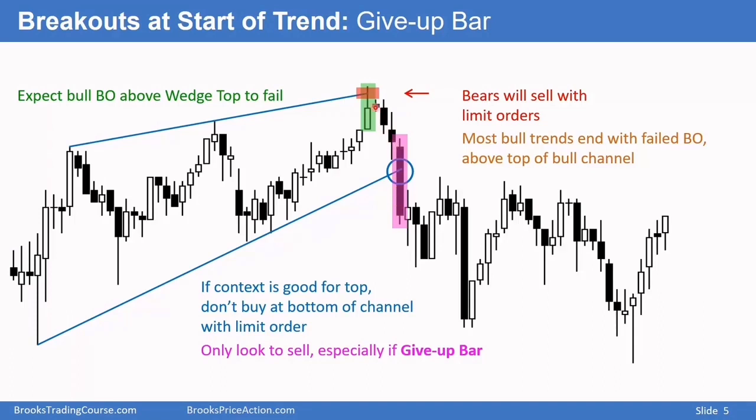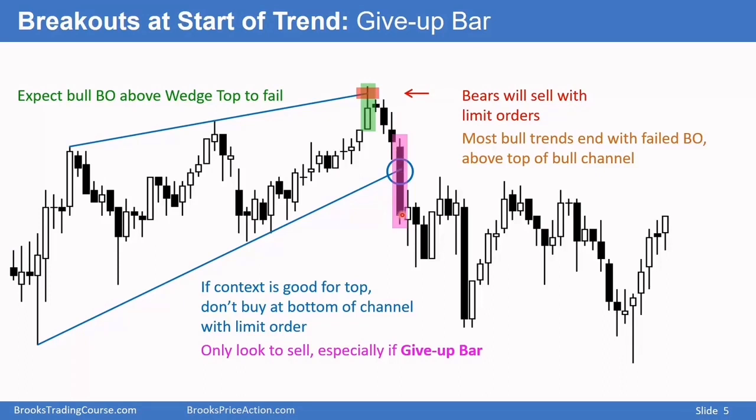Not only that, look at the open of this big bear bar and the close of that bear bar. A lot of traders, when they see a reversal and they see 3 consecutive bear bars, they'll sell at the market. As soon as this bar closed, there were so many orders to sell at the market, the next bar opened below the open of that bar. That's a sign of very eager bears. And by the close of the bar, we had a very big bear trend bar.